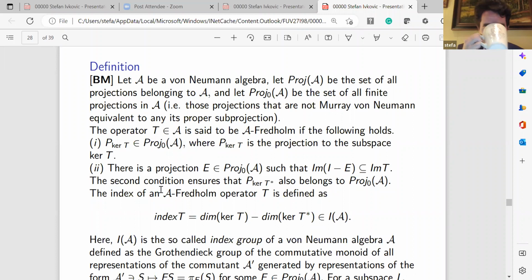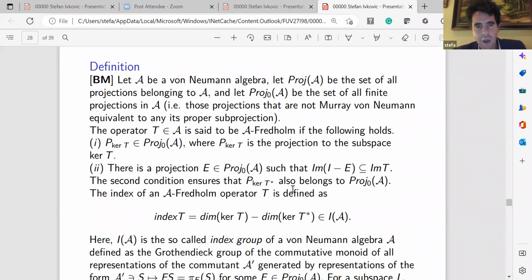So if A is a von Neumann algebra, and this is the set of projections belonging to A, then the set of all finite projections in A are those projections that are not Murray-von Neumann equivalent to any of their proper sub-projections. Then, according to Breuer, an operator T in this von Neumann algebra A is said to be A-Fredholm if the following holds. First of all, the projection onto the kernel has to be finite. And the second condition is that there exists some finite projection E in this von Neumann algebra such that the image of I minus E is contained in the image of T.